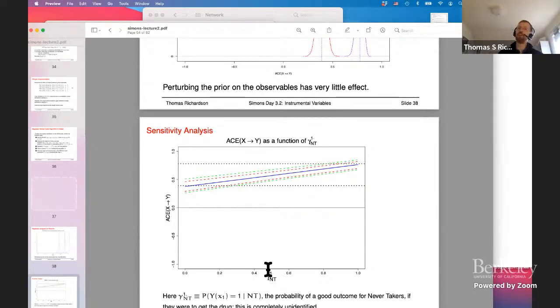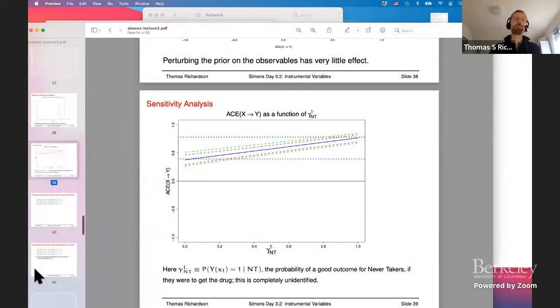Or if you want to know about the average causal effect, then you can make the posterior on the average causal effect a function of a sensitivity parameter. So this is a quantity that you can't ever learn about. It's about the proportion of never takers who would recover if we somehow forced them to get treatment. And so we can do a Bayesian sensitivity analysis.